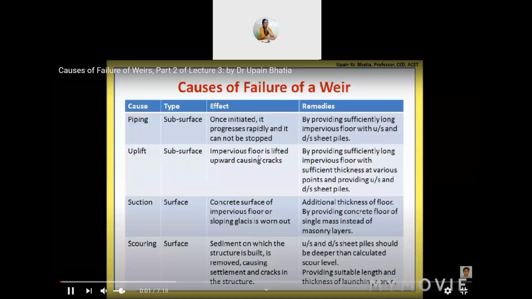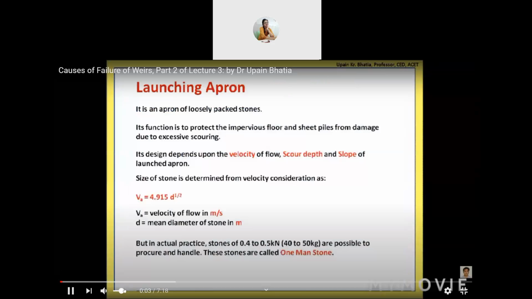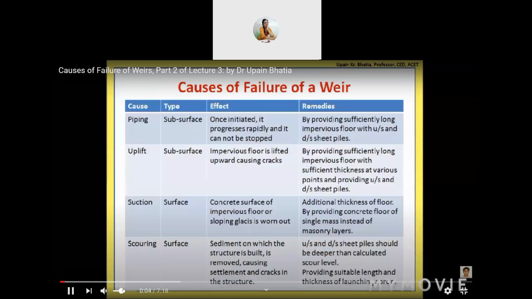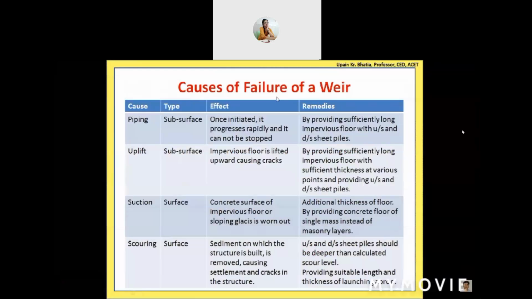The design of the launching apron and all the components is over. How does a weir get failed? What are the various causes of failure of a weir? This table summarizes everything. There are four different causes of failure: one is piping, then uplift, suction, and scour.